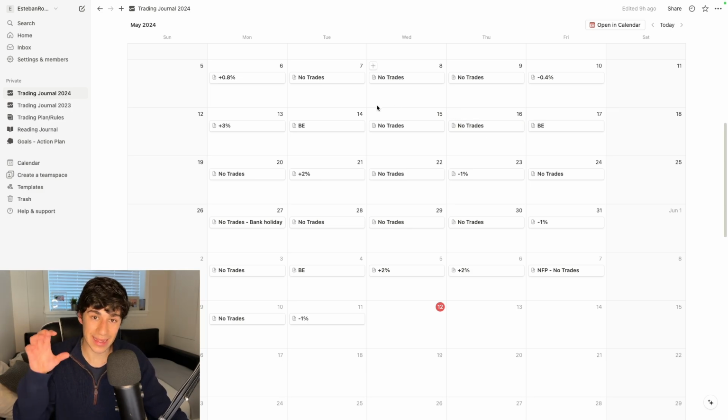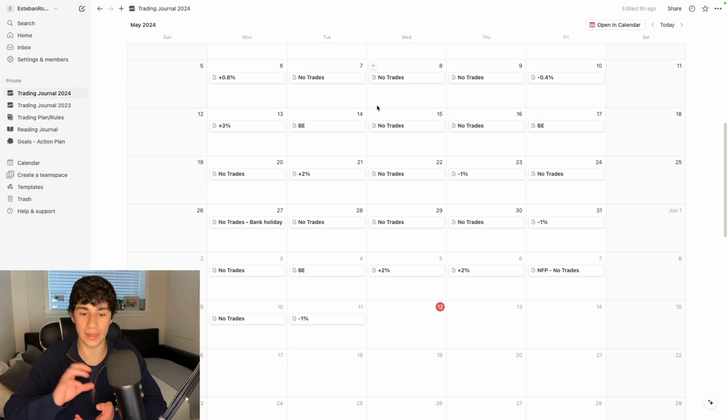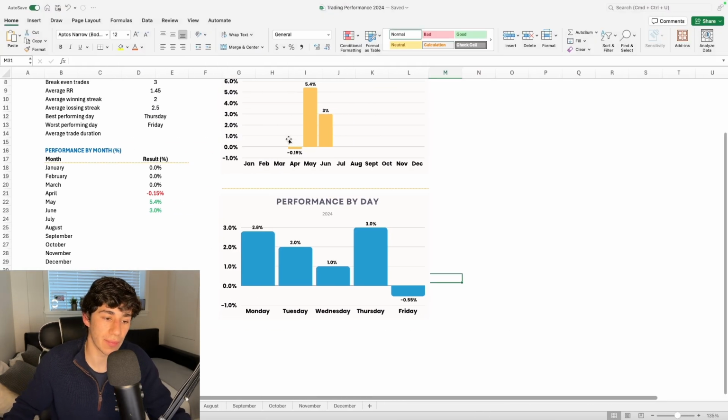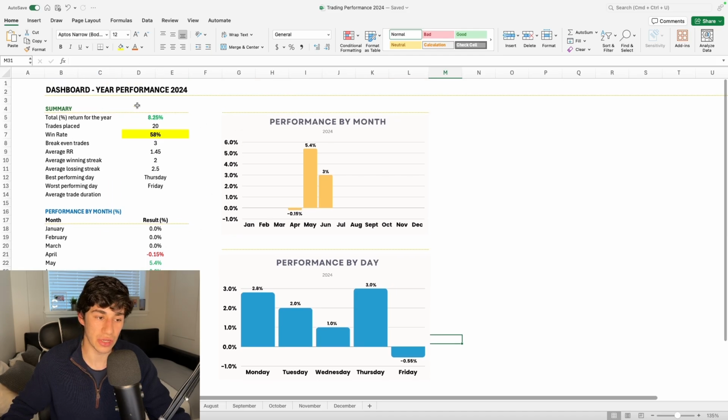And everything that I record here, I then collect and move to my Excel, where I have my performance by month and my performance by year. It's the dashboard where I have all my analytics and all my graphs to be able to identify my improvements, my weaknesses, and how I'm performing throughout the year.